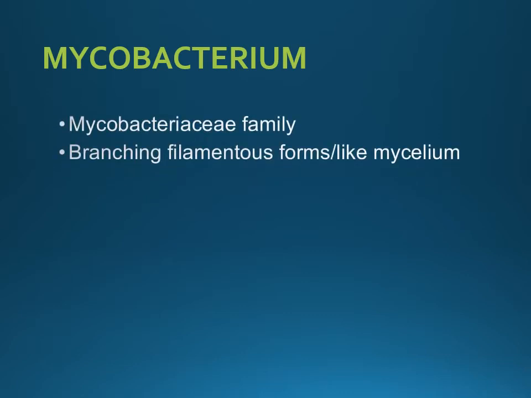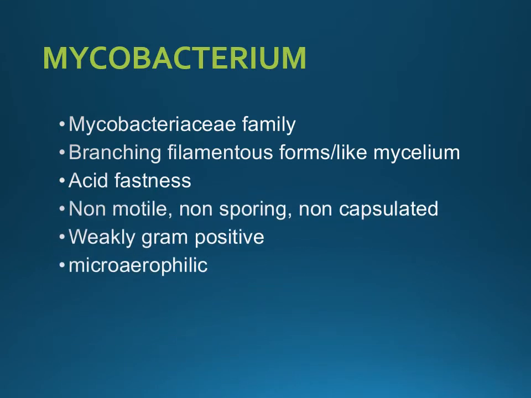Now this mycobacterium which is causing this important disease, tuberculosis, belongs to the Mycobacteriaceae family. And why has this name Mycobacterium been given? Because this bacteria appears like fungus, that is mycelium-like. When we see this bacteria under the microscope after staining, it has a branching filamentous form, and it is an acid-fast bacteria due to the presence of mycolic acid in its cell wall. It is non-motile, non-sporing, non-capsulated, and weakly gram positive.